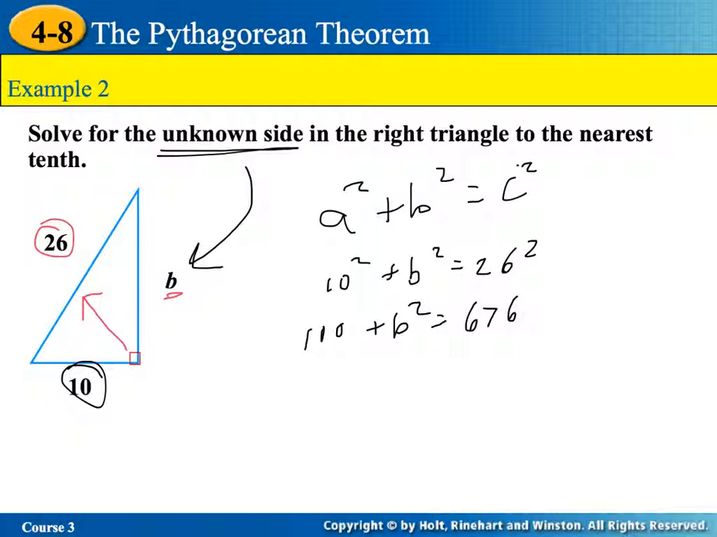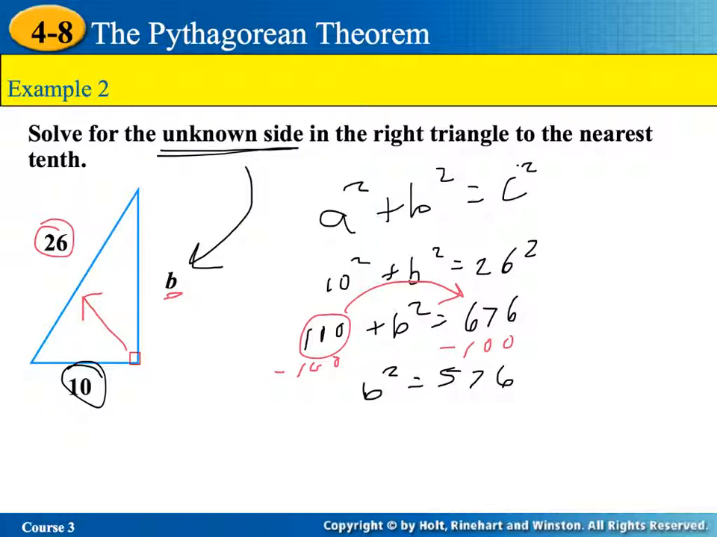Well, I need to get rid of that 100 first. How do you get rid of the 100? I want to bring this 100 over to the right side. Well, just like equations, subtract. Subtract 100. Okay, so I get b squared is equal to 576.